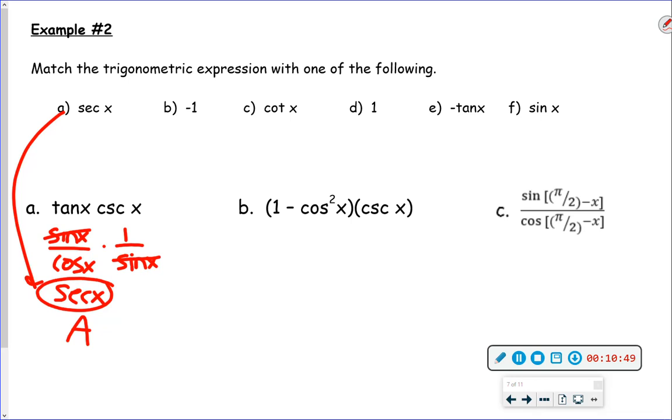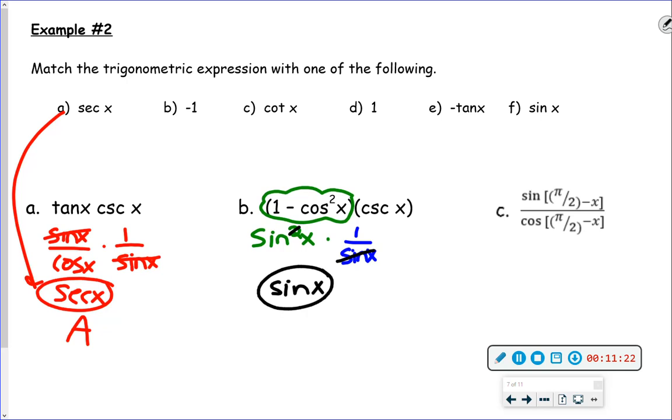All right, let's take a look at B. So again, identities. This is under the Pythagorean identities. We haven't used those a ton. You're going to start seeing them more and more this chapter. Look under Pythagorean identities. 1 minus cosine squared is sine squared. So straight off the sheet. Cosecant, we know this one, 1 over sine. And now I can reduce. I've got sine squared over sine. We can take a sine out of everything. So we'll be left with sine. So letter F.